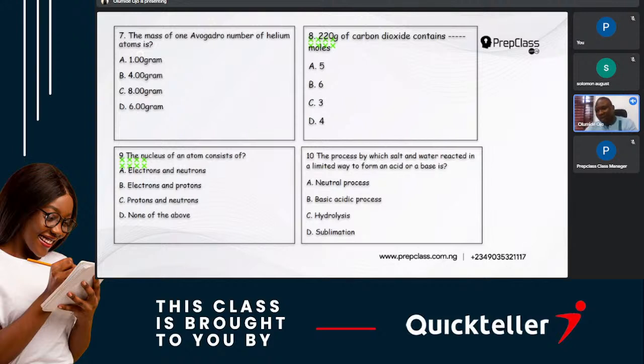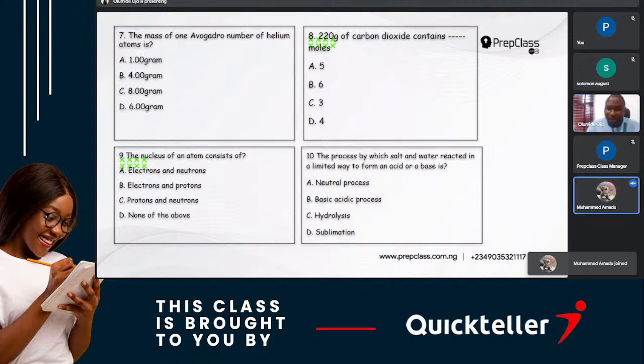So this one is talking about the process by which salt and water react. That means the salt dissolves in water to now form acid and base. So that process is what? Hydrolysis. C. Hydrolysis. C. You get that? Yeah, I do, sir. Okay, good.